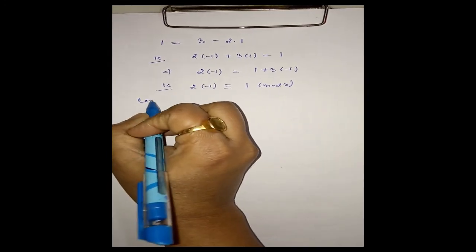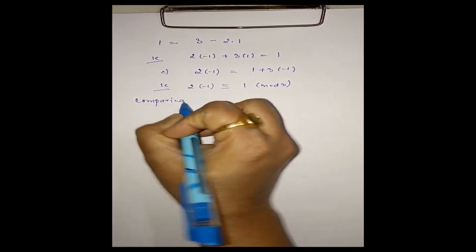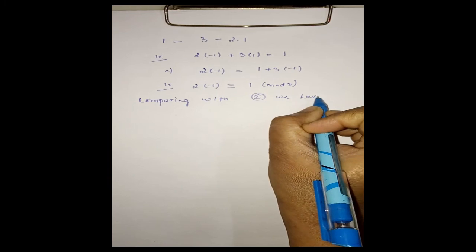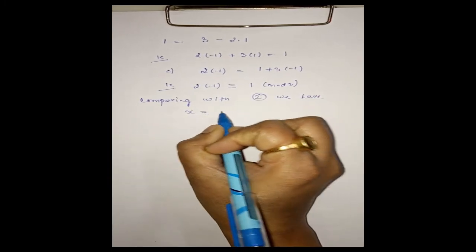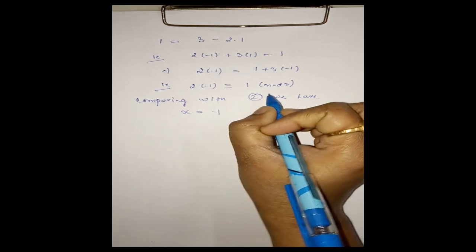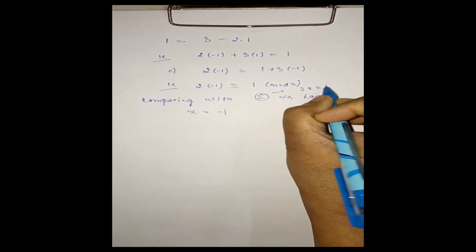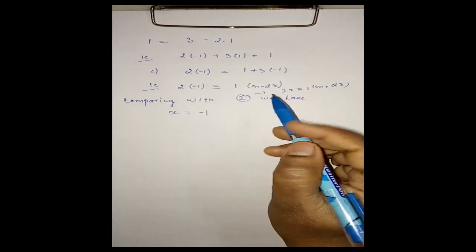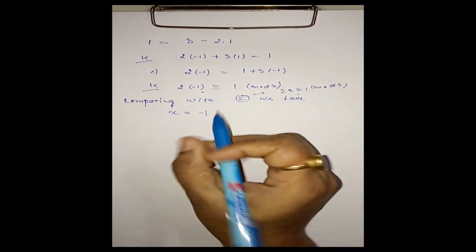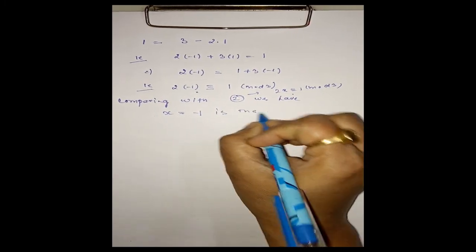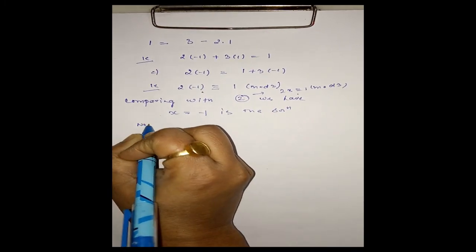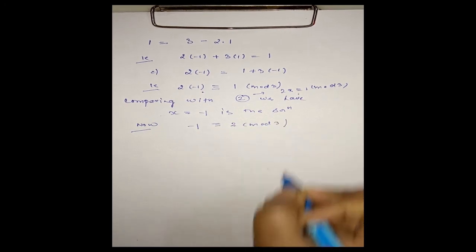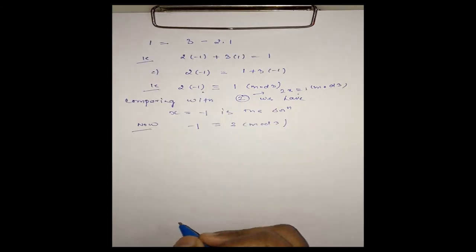Now comparing this with linear congruence 2, we have x is equal to minus 1 is the solution, since equation number 2 was 2x is congruent to 1 modulo 3. Now comparing this with this, we get x is equal to minus 1 is the solution. Now minus 1 is congruent to 2 modulo 3, since 3 divides minus 1 minus 2, that is, minus 3.